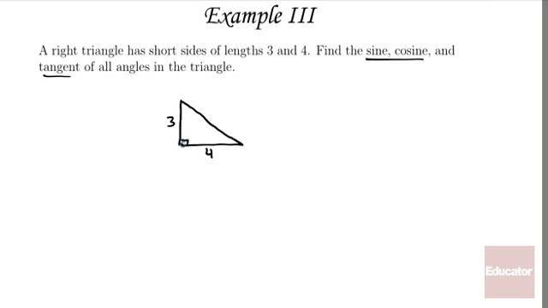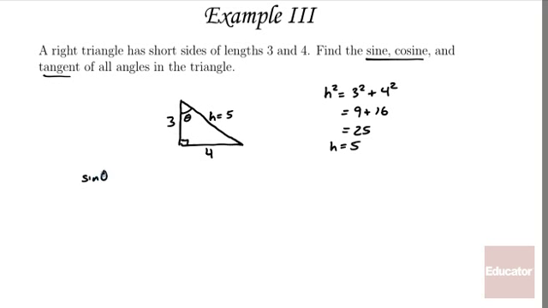So the first thing we need to figure out here is what the hypotenuse of this triangle is, and we have the Pythagorean theorem that says h squared is equal to 3 squared plus 4 squared, which is 9 plus 16, which is 25. And so that tells us that the hypotenuse must be 5. So now we're going to find the sine, cosine, and tangent of each one of these angles. So let's figure out this angle first. I'll call it theta.